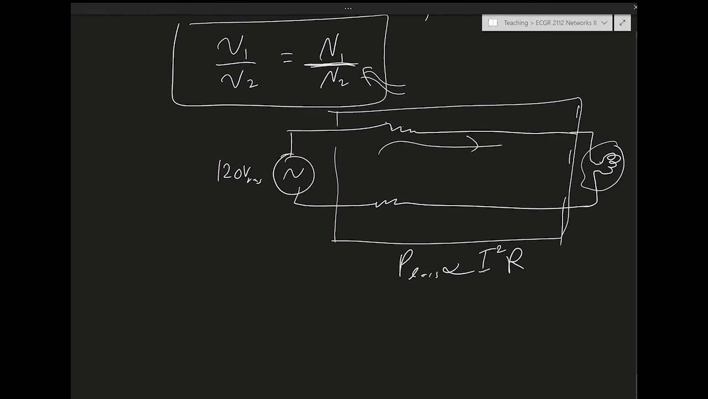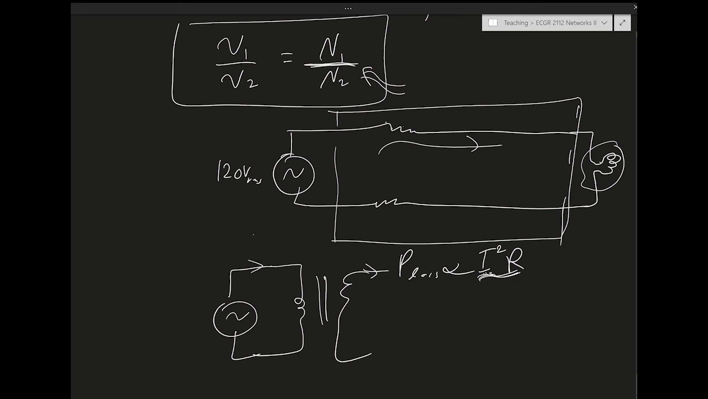It would be useful if we can find a way to reduce the current. And it turns out that the ideal transformer is just the kind of device that allows you to reduce the current. So it takes the current here, it reduces it, and it increases the voltage. So the power is the same. It reduces the current, increases the voltage. And because it reduces the current, it substantially reduces the transmission losses.